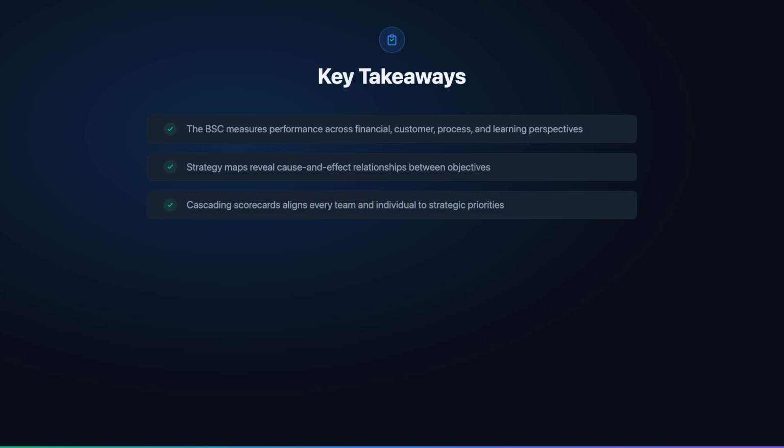Alignment from top to bottom transforms strategy from a document into daily action across the organization. A scorecard that evolves with the business remains a powerful management tool rather than a static report.